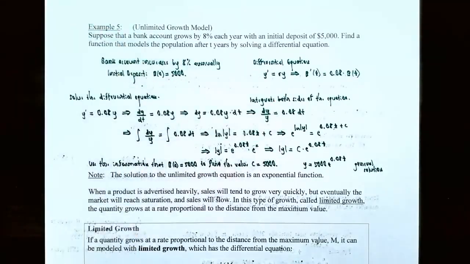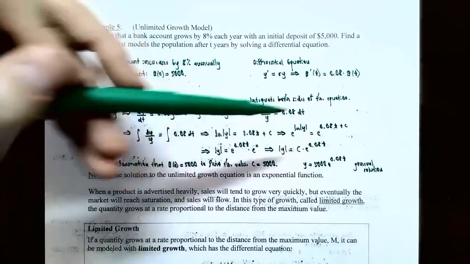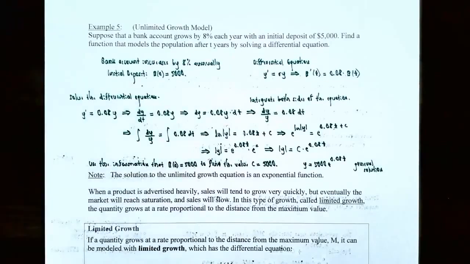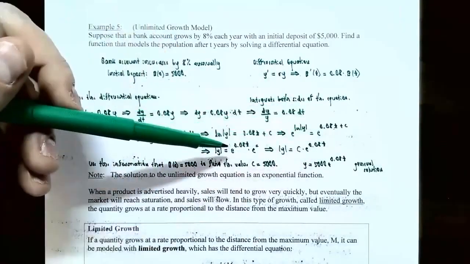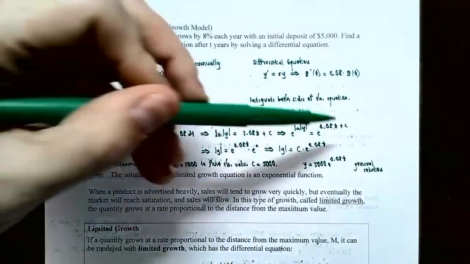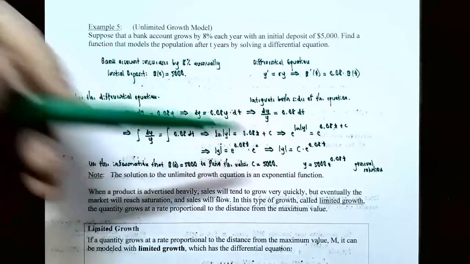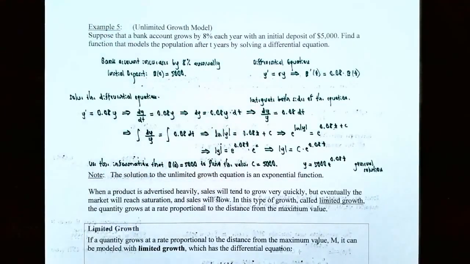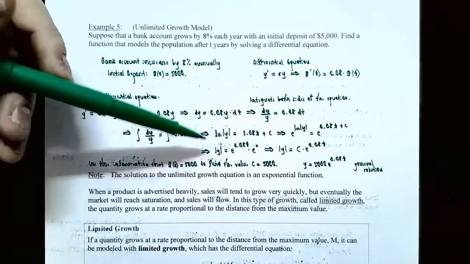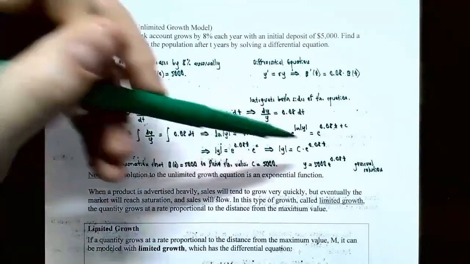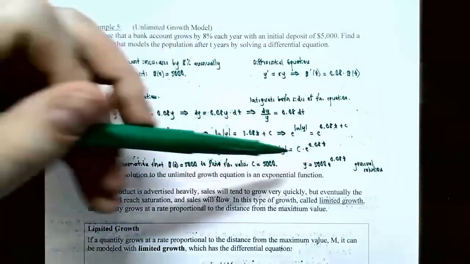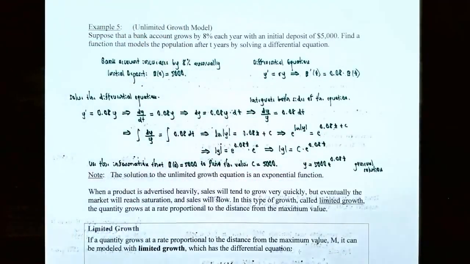So e and natural log are inverses of one another. They undo each other. So you get the absolute value of y on the left-hand side of the equation is equal to e to the 0.08 times t times e to the C on the right-hand side of the equation. And so e to the capital C, that's just a constant raised to another constant. So that means you just get a constant. So on the left-hand side of the equation, you get the absolute value of y is equal to e to the 0.08 times t times some constant of integration, capital C.